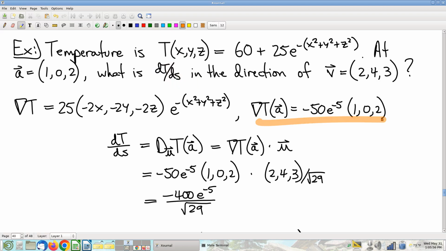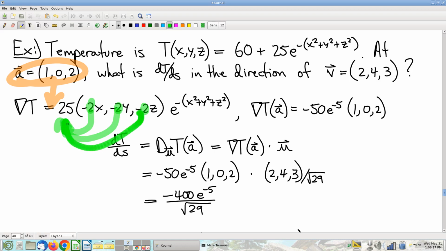How do you get that value for the gradient of T? This right here? Yeah. Well, let's see here. I plugged this point into this formula, so x is 1, y is 0, z is 2. Looks like I factored out these 2's. I factored those in, that turned that into a 50, and that's where I got lost. Okay. Yeah, no worries. All right.